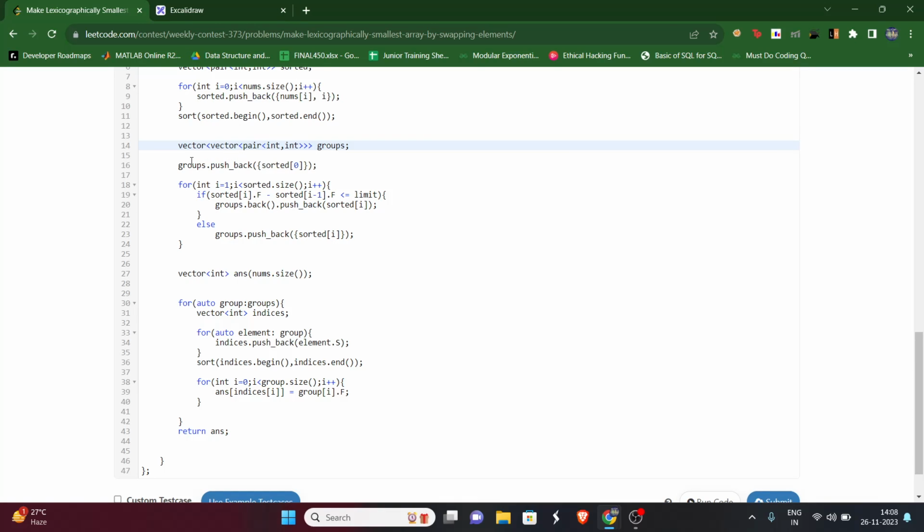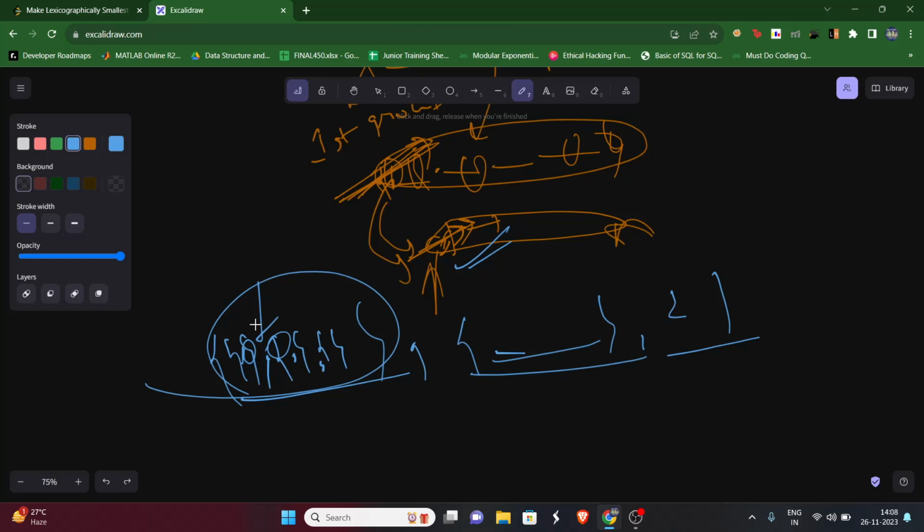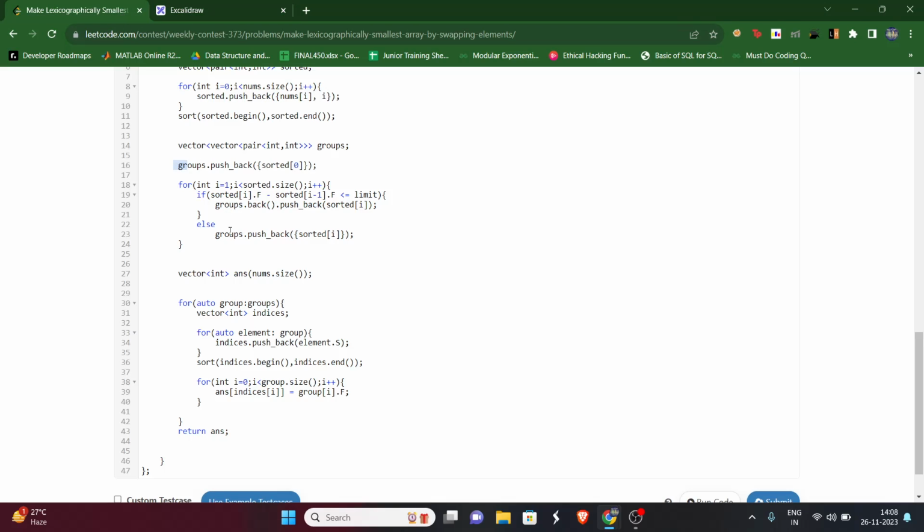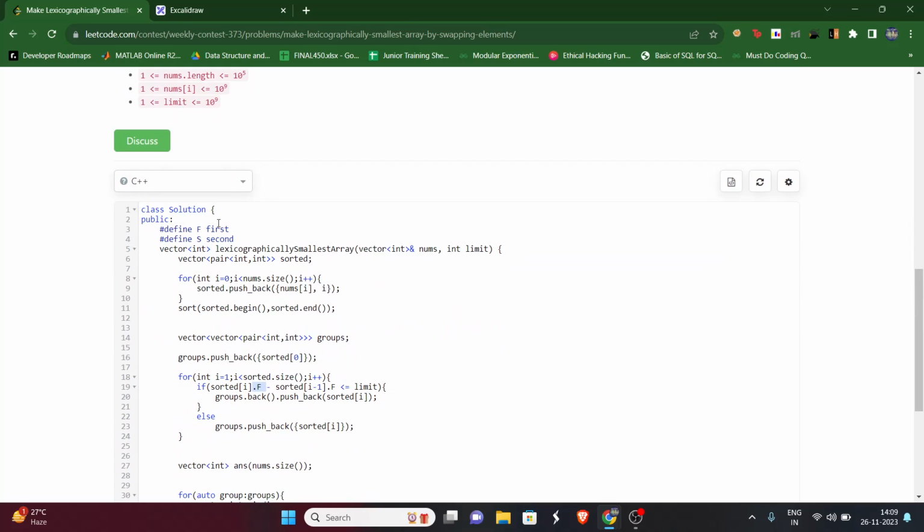Now we know that the first element is anyways going to be the smallest in this sorted array, right? So we started our first group and put the first element in that. Then we started from position 1 in the sorted array, and we check if the difference from the last element is less than or equal to limit, and we are comparing the first elements. I have defined this f as first.